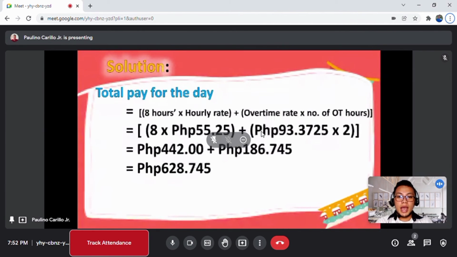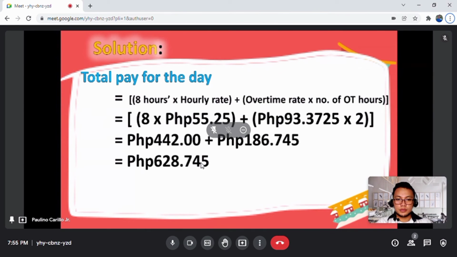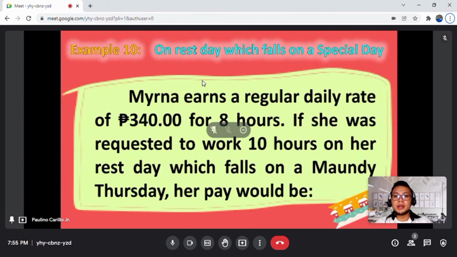Therefore, it is bigger and it is not the same as the ordinary rate. Then, we add the overtime rate, which is 93.3725 times 2 hours. Again, this is the exceeding hours after the 8 hours of regular work. Now, 442 pesos plus 186.745 centavos will get 628 pesos and 745 centavos. Now, this 628 pesos and 745 centavos is her total pay for that rest day or special day. Now, let's move on to what if Myrna is requested to work on a rest day which falls on a special day.